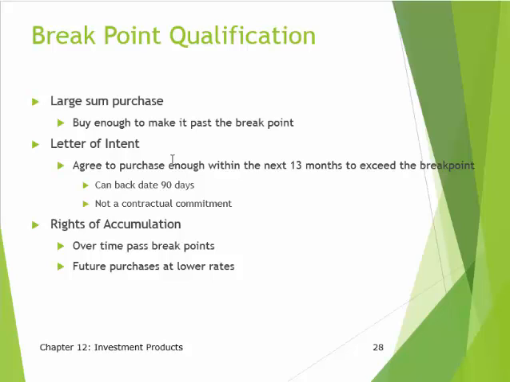A letter of intent, though, says, right now I only have $40,000, but I think I'll have another 10 or 20,000 over the next year. So we can agree to purchase enough within the next 13 months to exceed that breakpoint. And by the way, it's not a contractual commitment. It's just a checkbox on an application form. But it says, look, I could actually go back 90 days and maybe find other investments and get that money and include that. Or I have 13 months moving forward to get enough money to get to the next breakpoint.